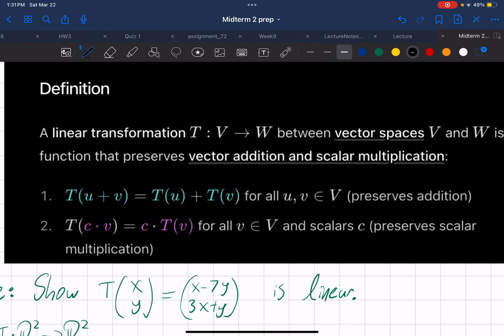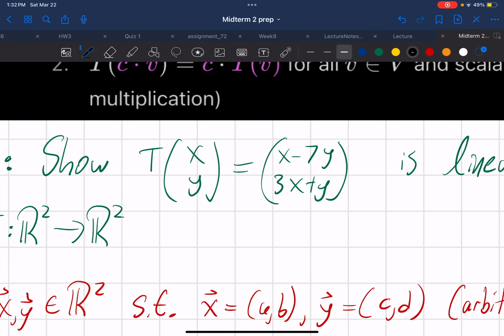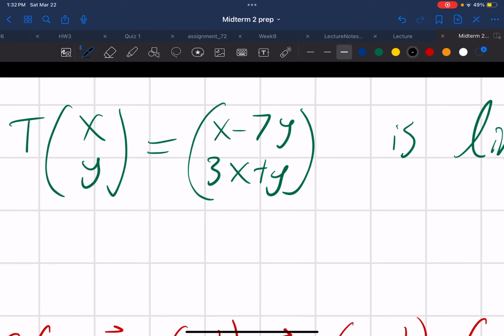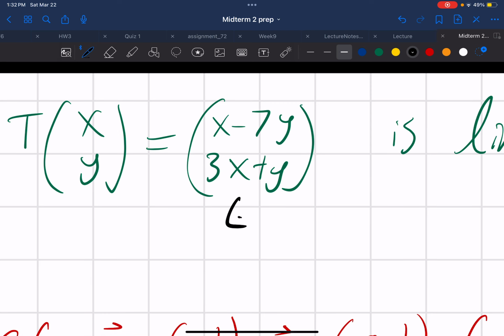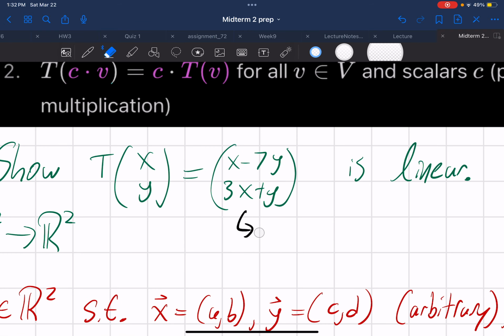So diving into a little example here, we're going to show that the transformation of (x, y), which maps to x minus 7y in the first component and 3x plus y in the second component, is linear. Now, this is a mapping from R2 to R2, and a good sign that this will be a linear transformation is that, for example, in the first component, x minus 7y is simply a linear combination of our variables x and y. So for a linear combination, it's probably a pretty good idea that we have a linear transformation.